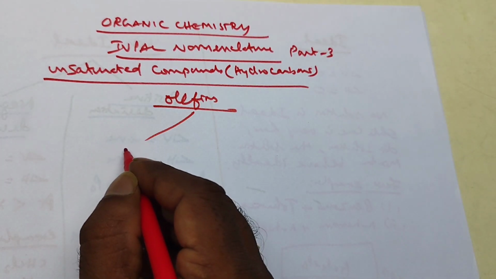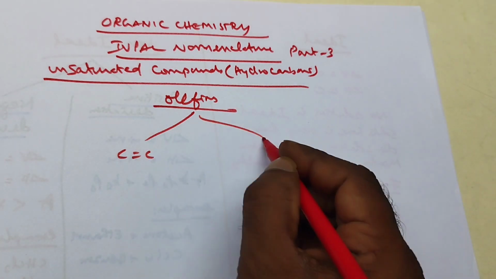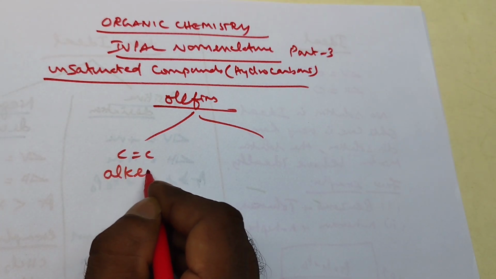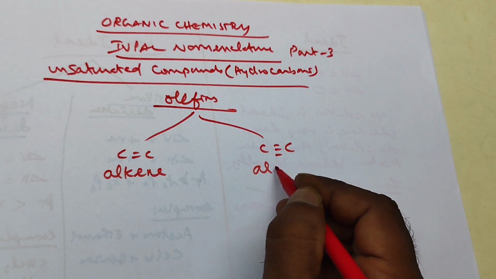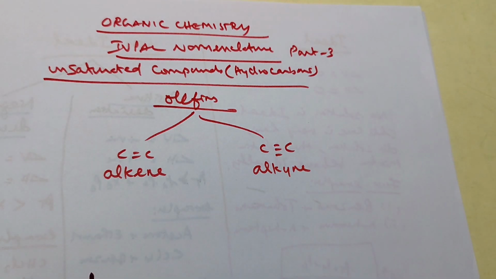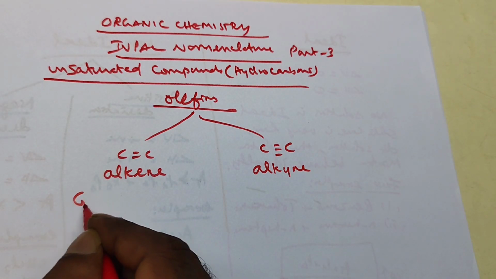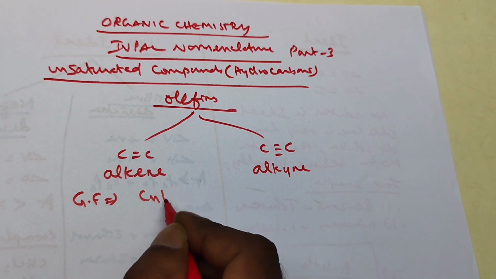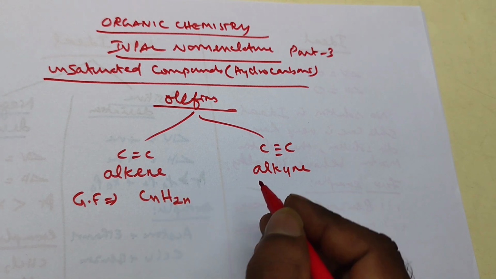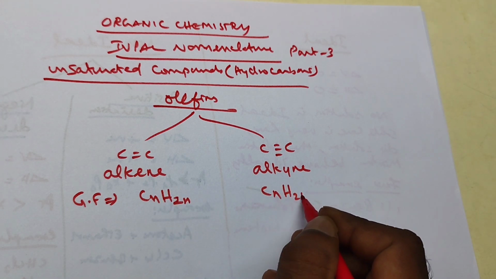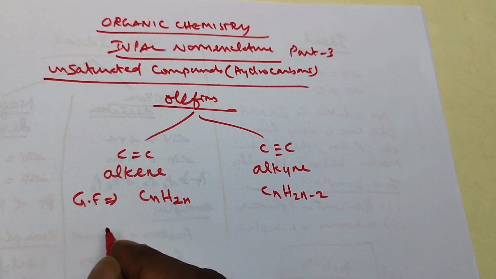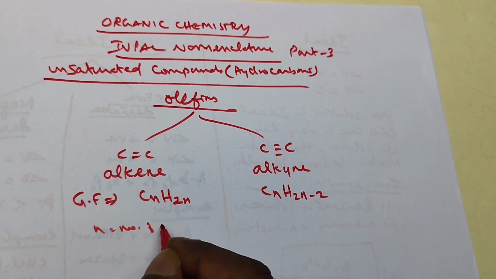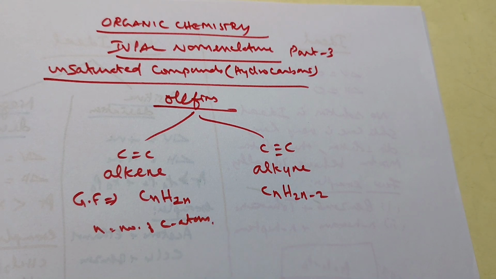Suppose carbon-carbon double bond containing compounds, what do we call them? Alkenes. If it is carbon-carbon triple bond containing compounds, then you have to say alkynes. So the general formulas are CnH2n and CnH2n minus 2. The n represents the number of carbon atoms.